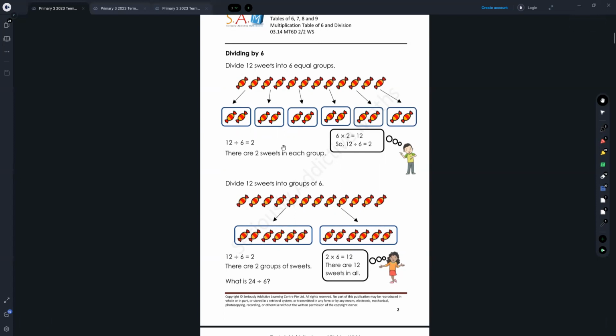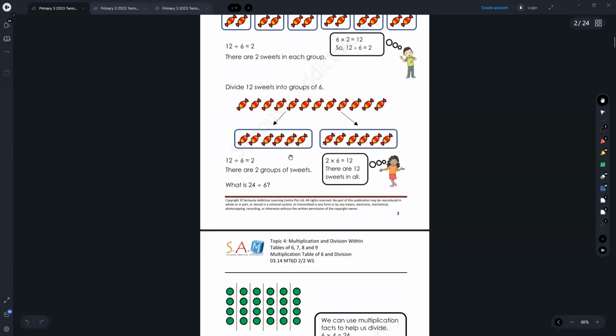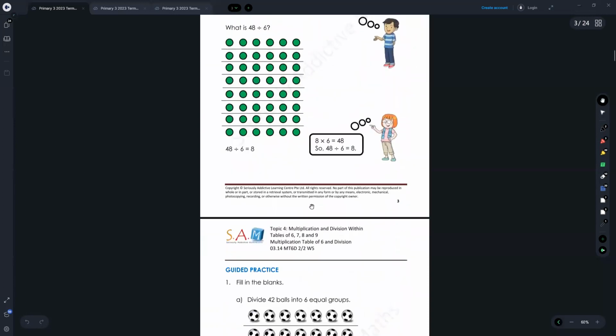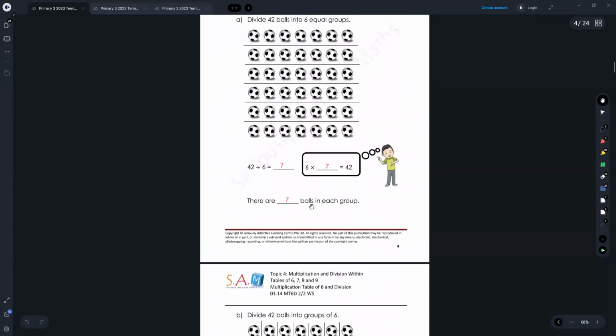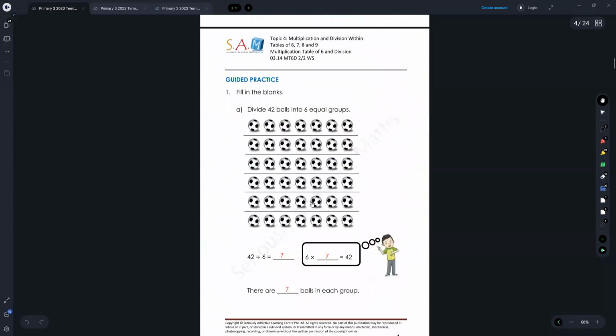And then you can run a few more with them. What about 24 divided by 6? If they are not able to answer immediately, tell them, what multiplied by 6 will give you 24? If they have memorized their times table, they will be able to do this quickly. Oh, 4 times 6 equals 24. So 24 divided by 6 equals 4. Just a very quick one. We don't want to spend too much time on these questions here.